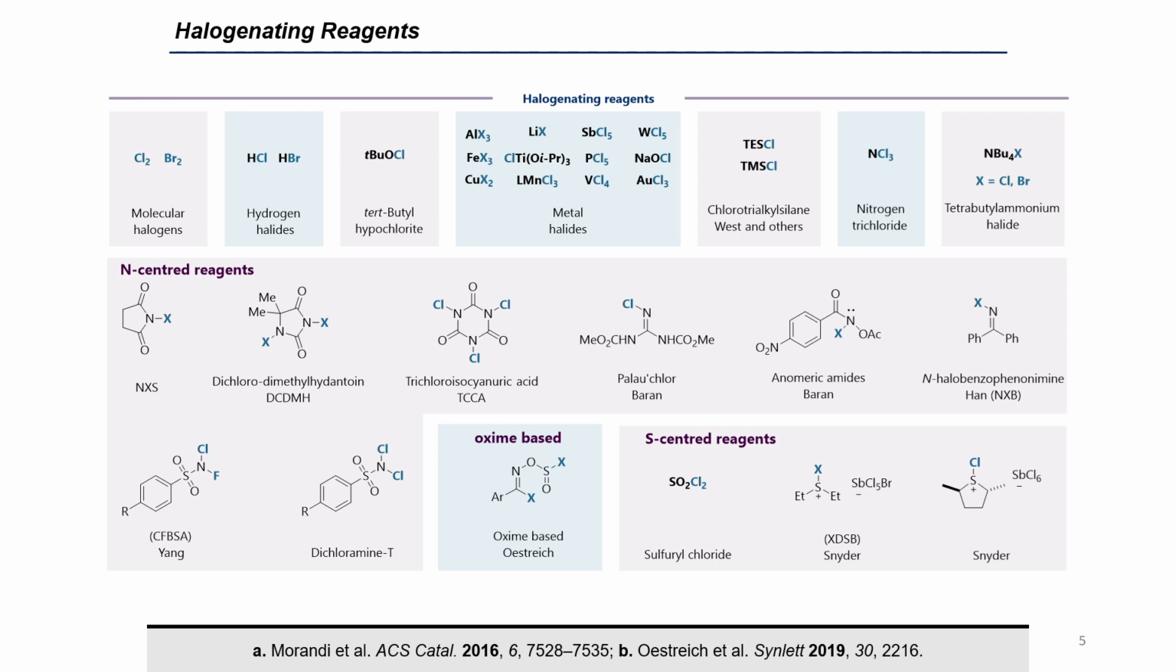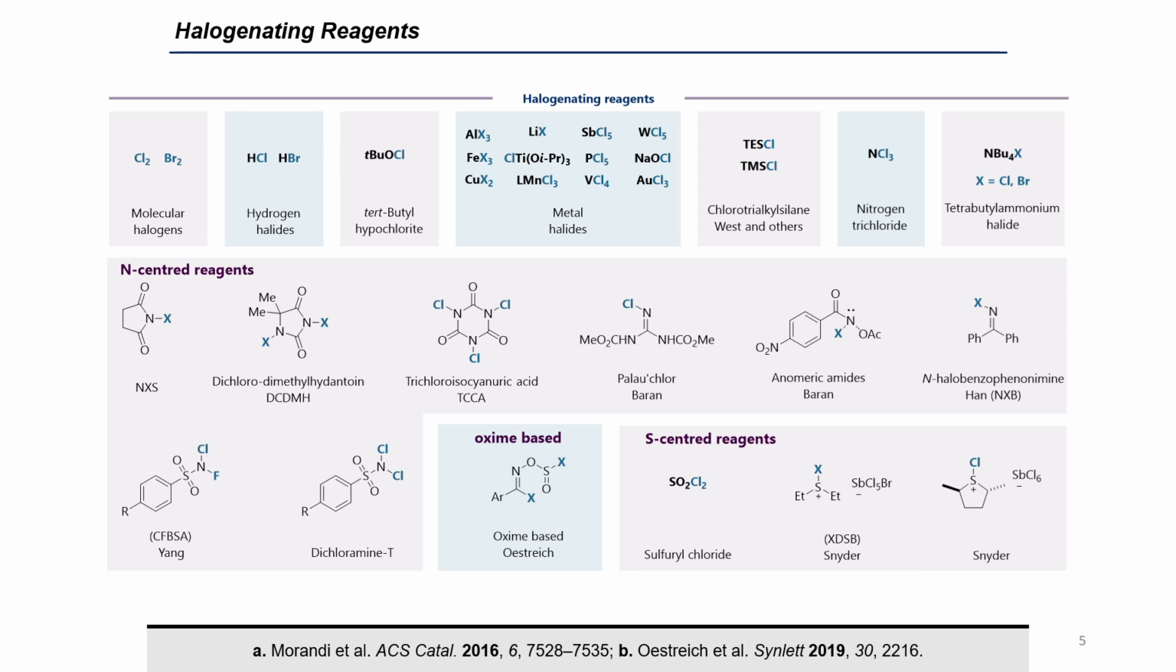Now, the West group has also showcased that they use TMS chloride as a selective chlorine source, while nitrogen trichloride and tetrabutylammonium halides are known sources to transfer halogen molecules onto hydrocarbons.